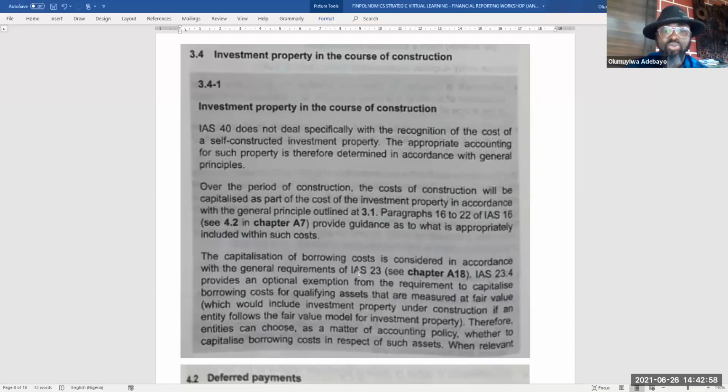Okay, that's very relevant. Now let's look at deferred payments and also what we discussed earlier, the use of independent valuer. Is it actually necessary?